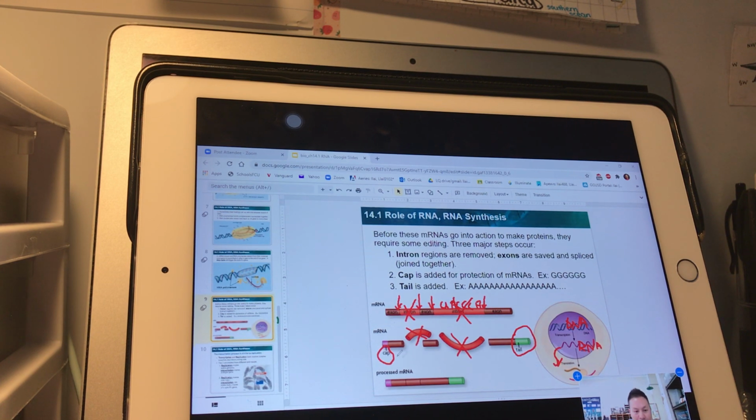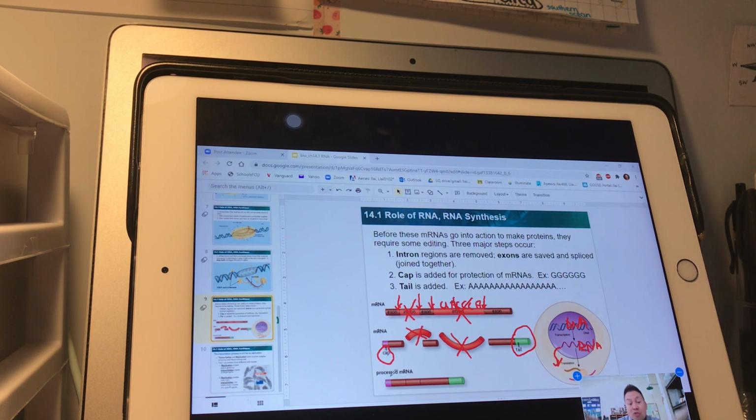The cap is made of a certain sequence, usually G. The poly A is made of A. That's how we know that inside, in between the cap and the poly A tail, is your message. This contains the message to make skin inside the cytoplasm. Guys, does that make sense?